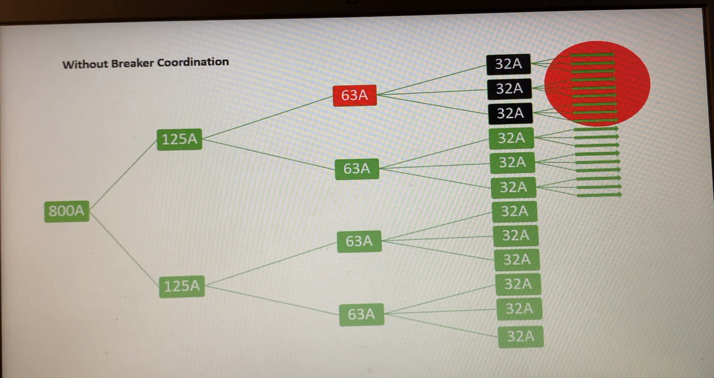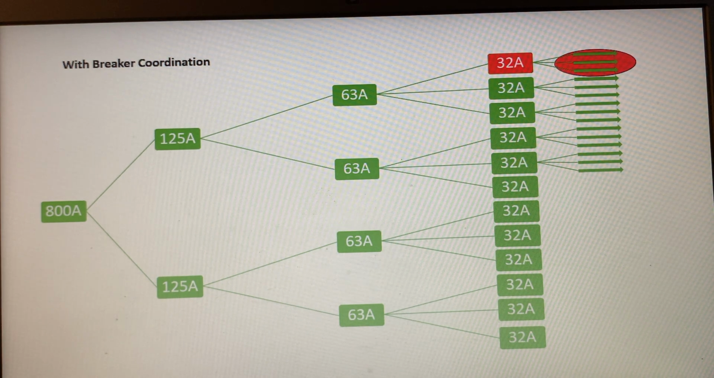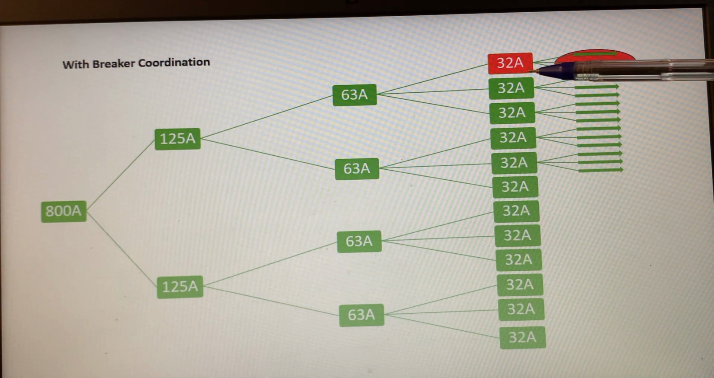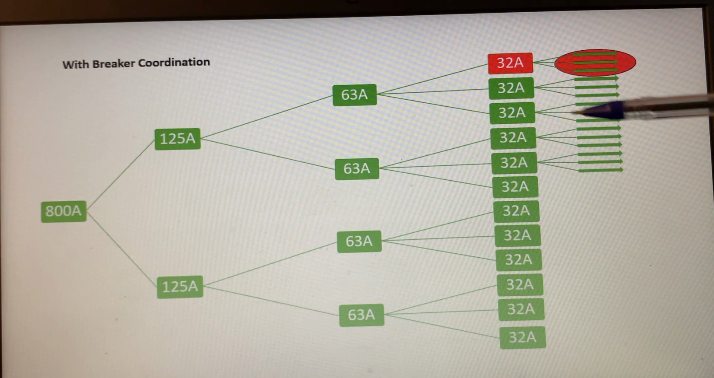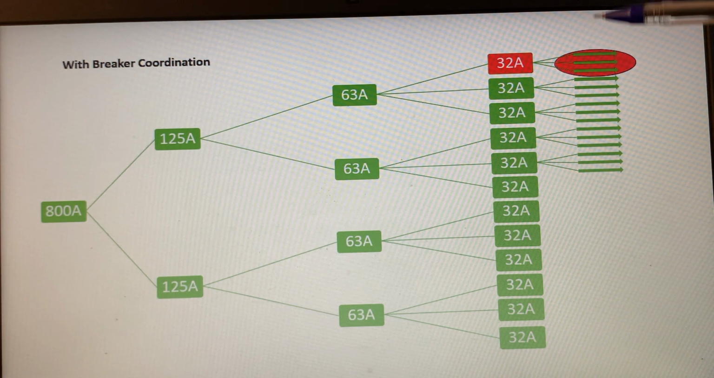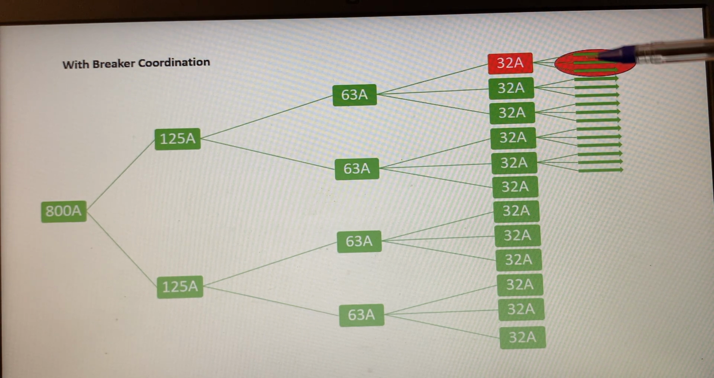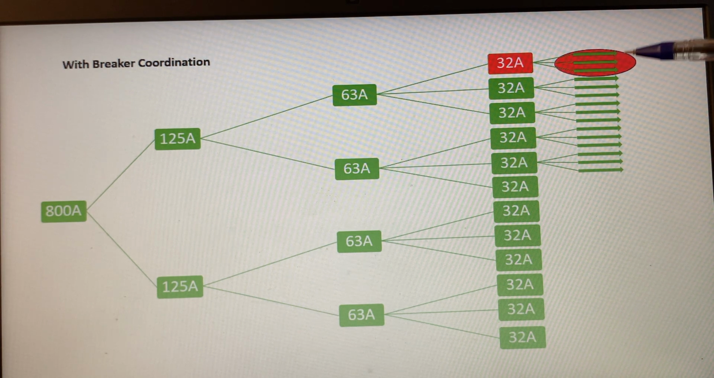What is desirable, and what can be achieved through a coordination of breaker settings, is this situation where most of the times your breaker closest to the fault trips. It could be this one, it could be any one of them, but the closest breaker trips. So, you can see that the number of consumers or loads affected is very less, and also when it comes to defect fault finding or defect rectification, you have to investigate much lesser number of users. So, how do we achieve this?